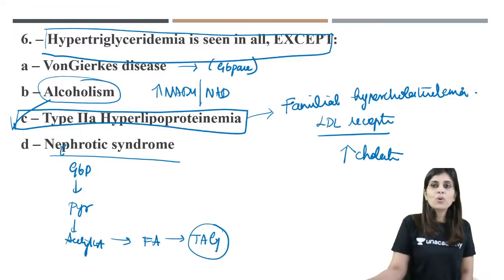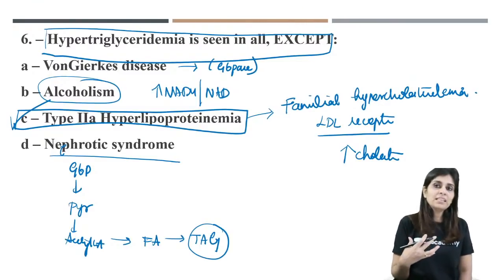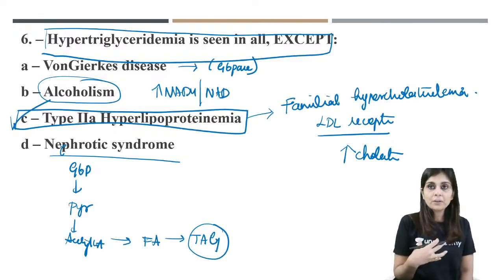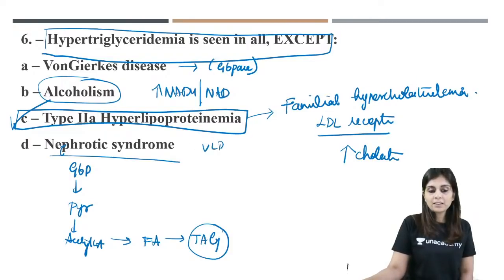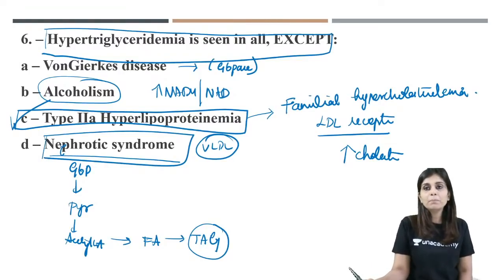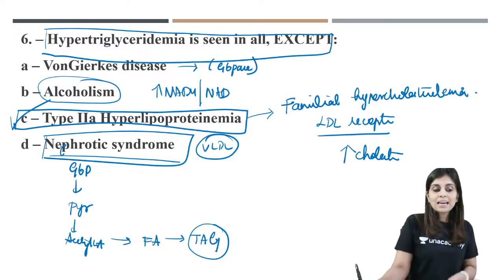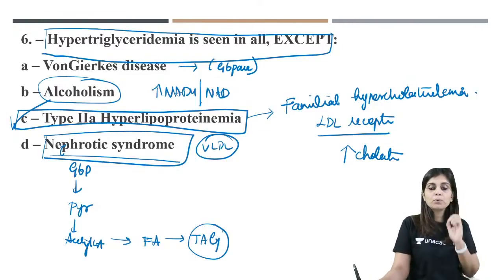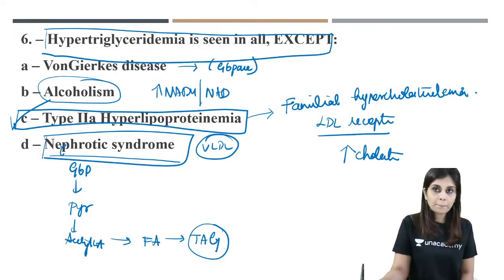Nephrotic syndrome, we lose all smaller proteins through glomeruli. So there is a compensatory oversynthesis of larger proteins by liver. And one of the larger proteins that's released by liver is VLDL. VLDL carries triglyceride. So one of the features of nephrotic syndrome is dyslipidemia. It presents as hypertriglyceridemia. So your answer should be type 2A hyperlipoproteinemia. I want you to know that it's called familial hypercholesterolemia, caused by a defect of LDL receptor.